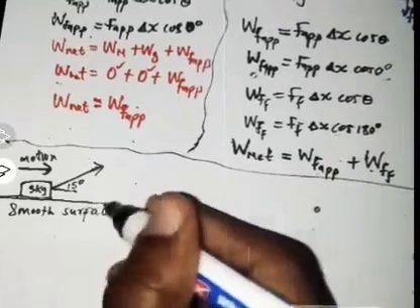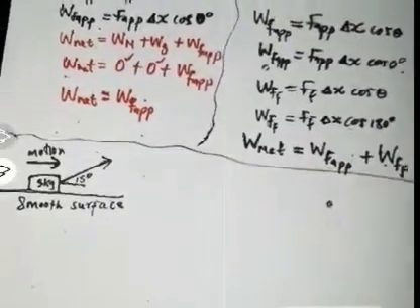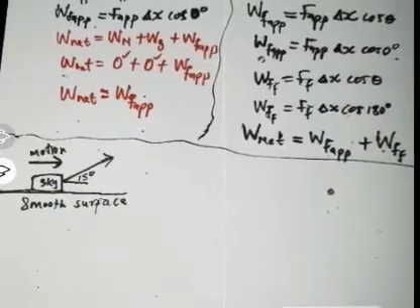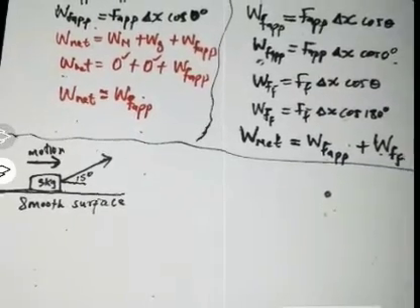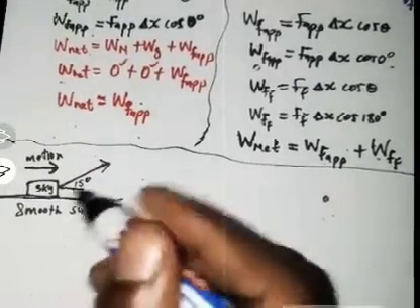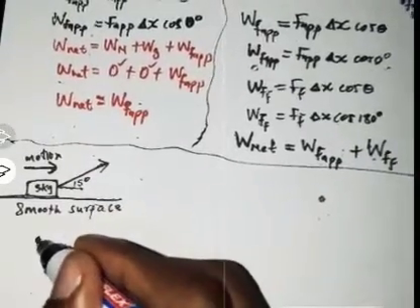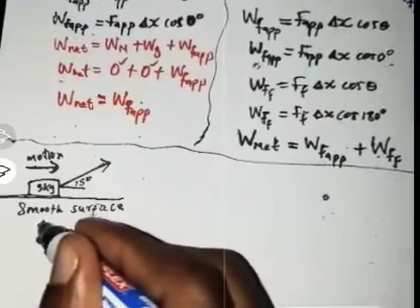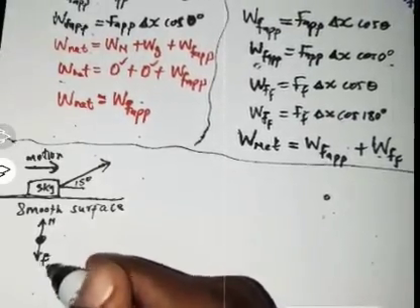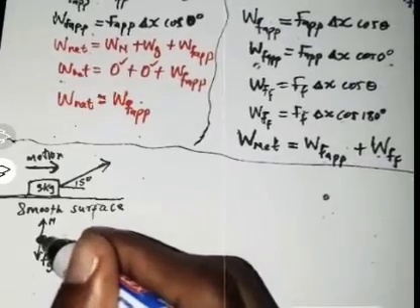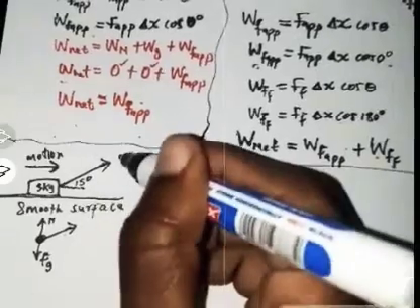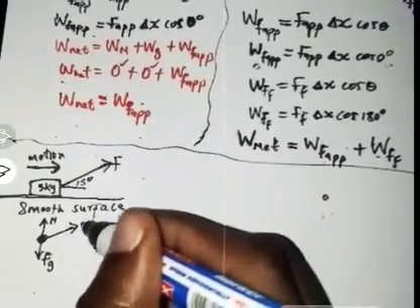Right, on a smooth surface. Now let's start by drawing a free body diagram if we need to calculate work. So, free body diagram: normal force, Fg. Now our force is applied at an angle. Can we name it F? So this is F, or we can say F applied.